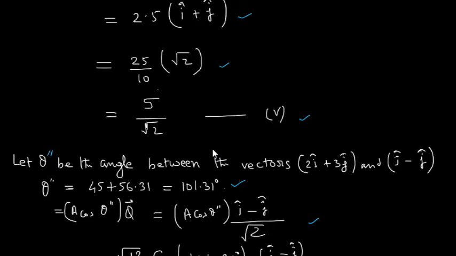This is equation number 5. Let theta double dash be the angle between the vector 2i plus 3j and i minus j. Theta double dash is equal to 45 plus 56.31, which is equal to 101.31. The component is a cos theta double dash q, which is equal to a cos theta double dash times (i minus j) upon root 2.